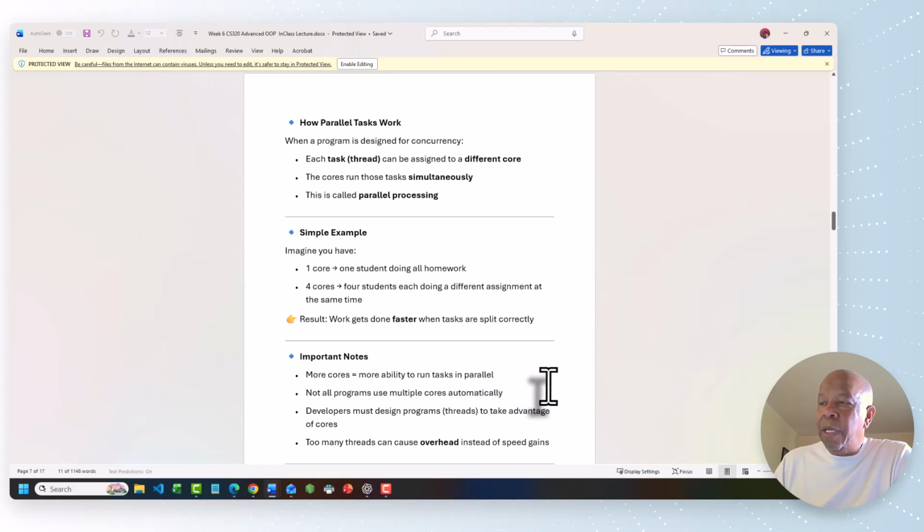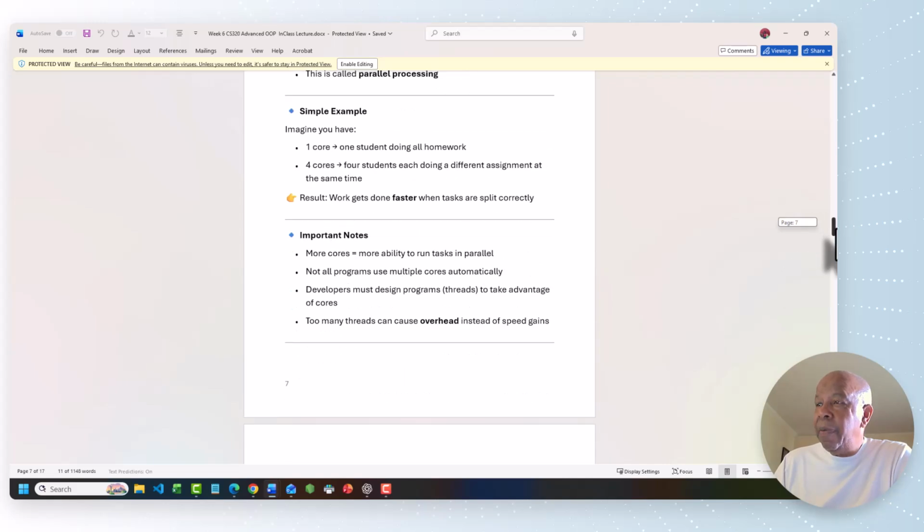Not all programs use multiple cores automatically. Developers must design their programs, their threads, to take advantage of cores. So it's something you have to build into your design process to say, I want to take these four threads and spread them over these four cores so they can basically run at the same time. Too many threads can cause overhead instead of speed gains.